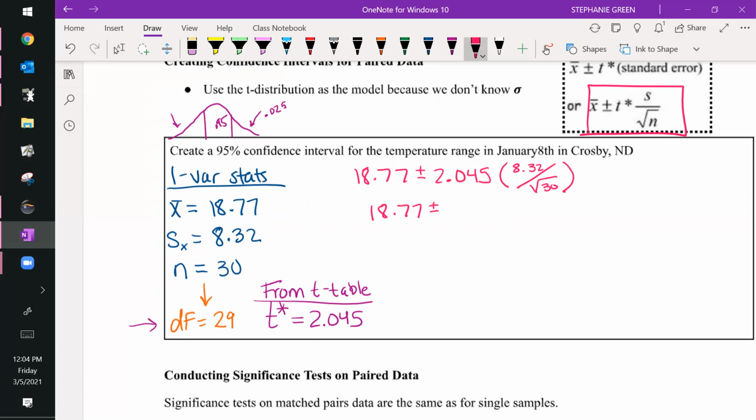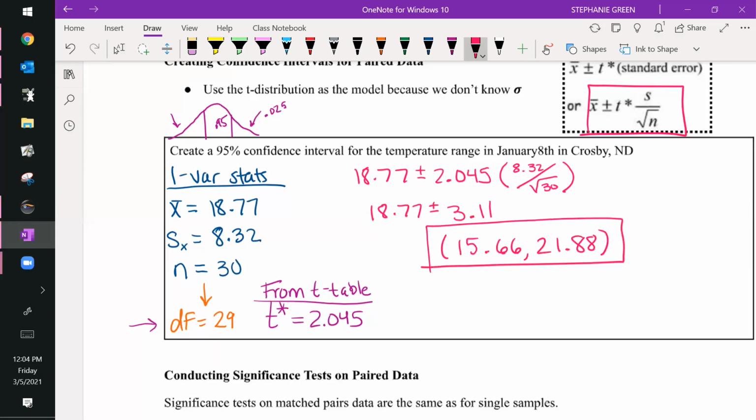My margin of error, 2.045 times that fraction, ends up being about 3.11. So when I subtract, I get the lower bound of my confidence interval, 15.66. And when I add, I get the upper bound of my confidence interval, 21.88. Okay, and that's it. It doesn't tell us to interpret it, so we can move on.